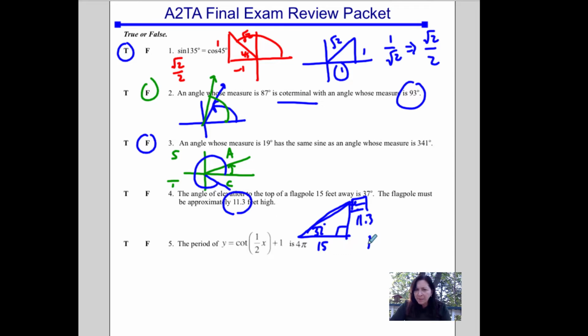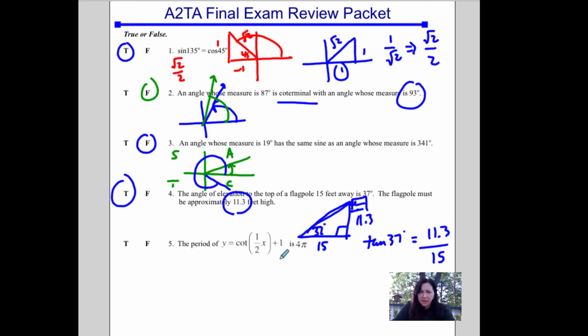This is what you're going to be doing. You're going to say, is tangent of 37 degrees equal to 11.3 divided by 15, opposite over adjacent. So in this case, the flagpole, tangent of 37 degrees, I end up getting that that is true, and so use your calculator to figure that out.